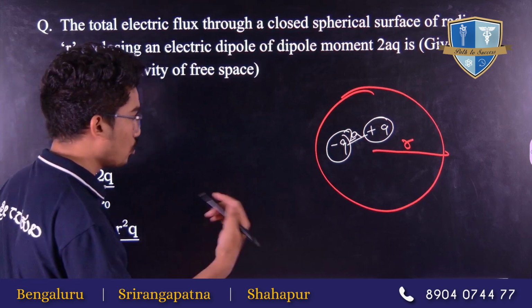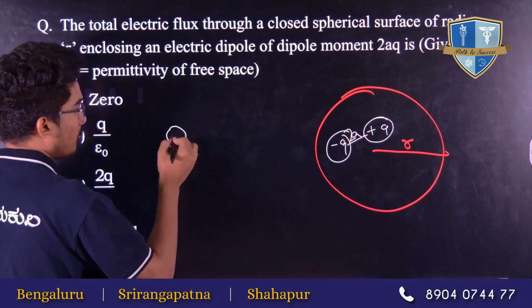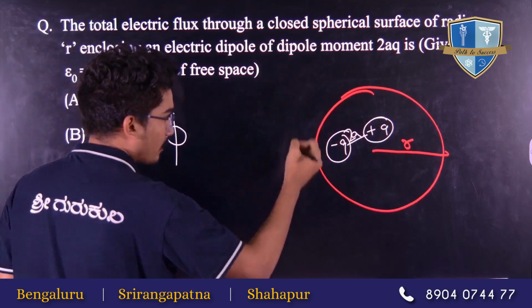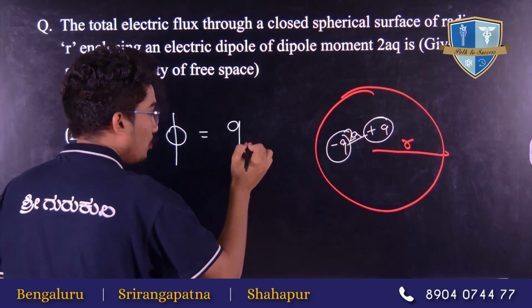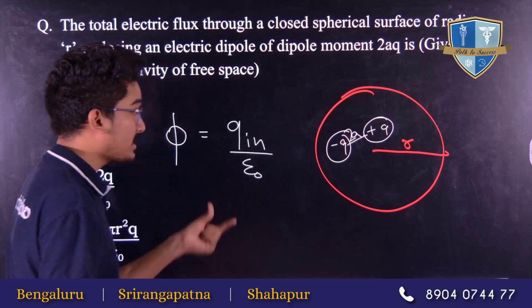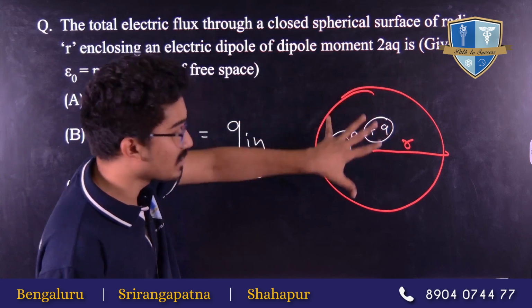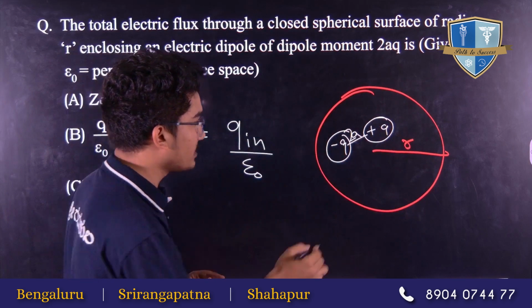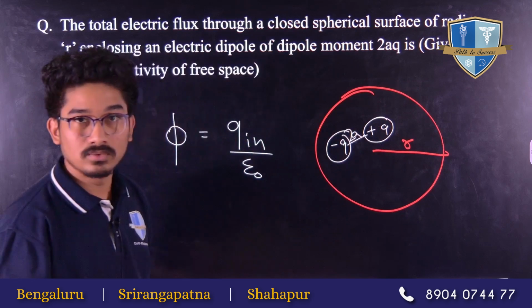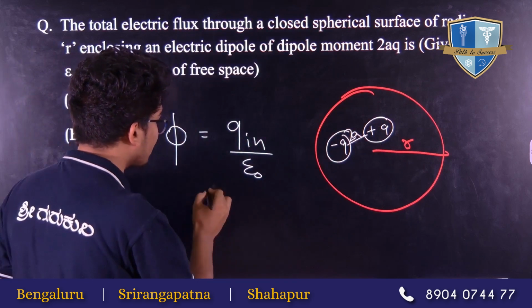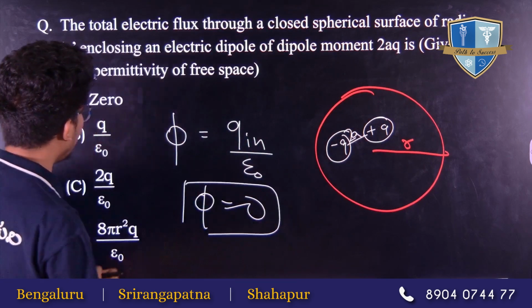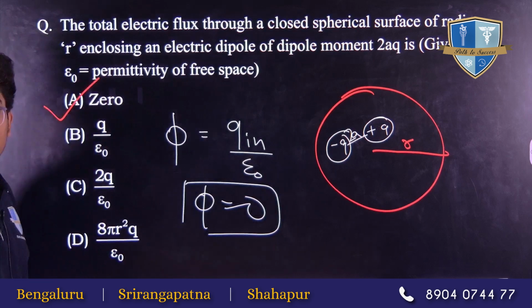Now we know that through Gauss law, the total flux on this surface is equal to Q in divided by epsilon. What is Q in? The total charge inside the surface. What is the total charge inside the surface? Plus Q minus Q. Net charge is 0. So electric flux will be equal to 0. So option A is the correct option.